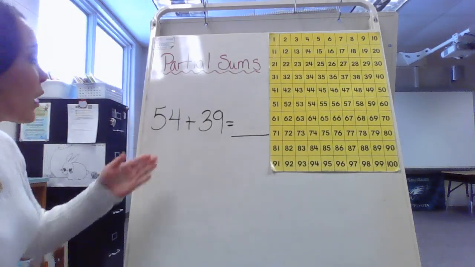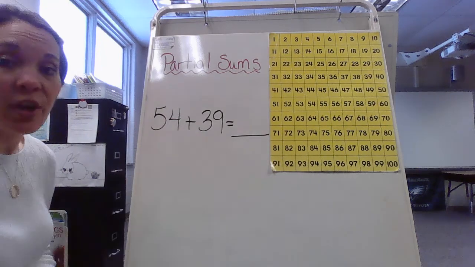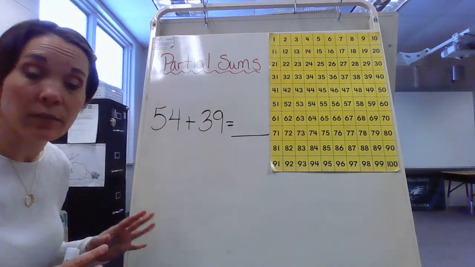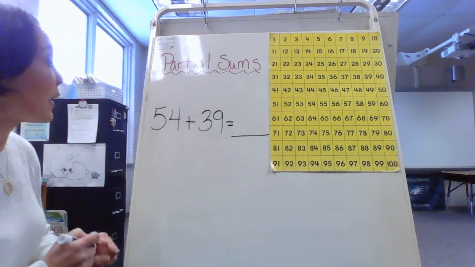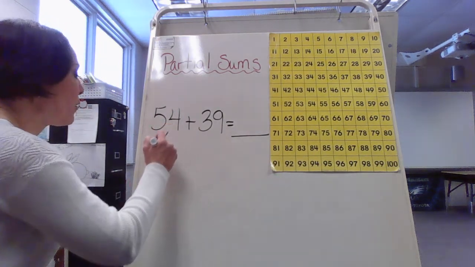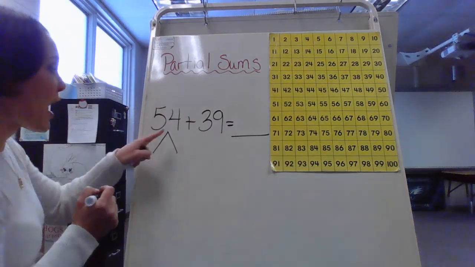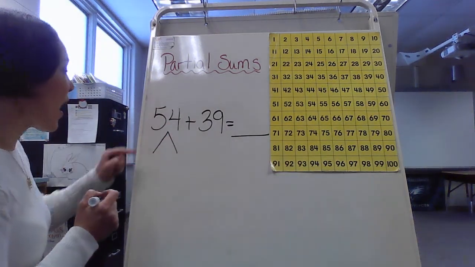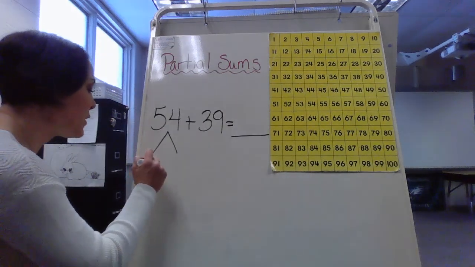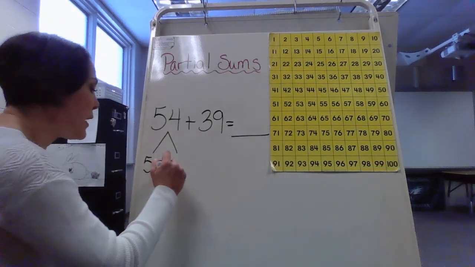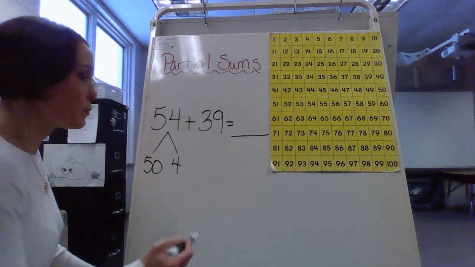Okay, and we're back. Now we're looking at 54 plus 39. Again, let's just jump right into it and start breaking them down. 54: 5 tens, 4 ones. 5 tens is giving me 50. 4 ones is just giving me 4.